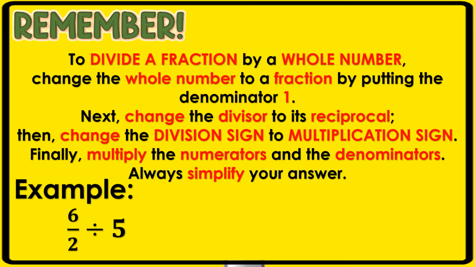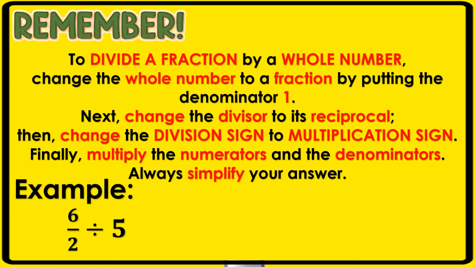Remember, to divide a fraction by a whole number, change the whole number to a fraction by putting the denominator 1. Next, change the divisor to its reciprocal. Then, change the division sign to multiplication sign. Finally, multiply the numerators and the denominators. Always simplify your answer.